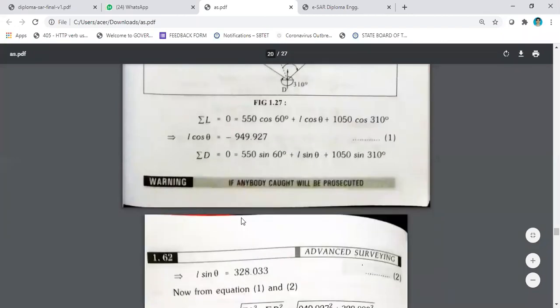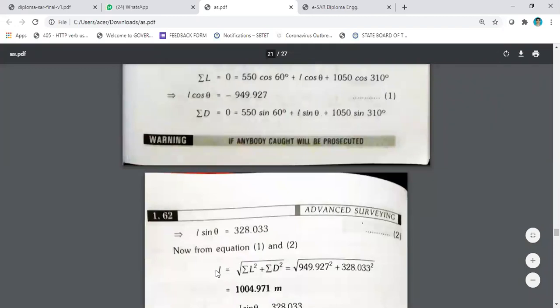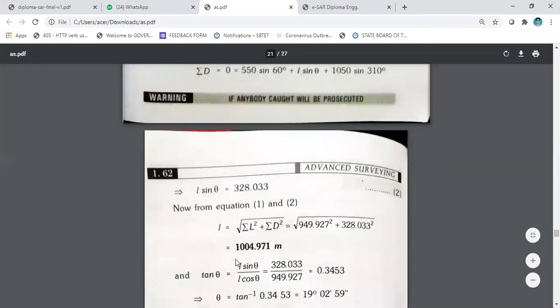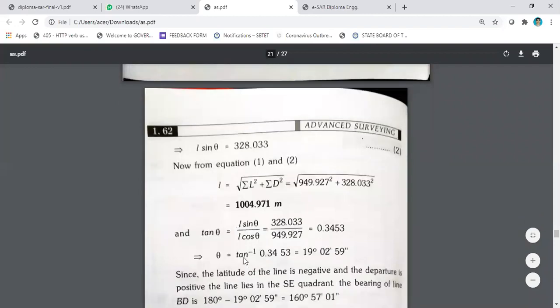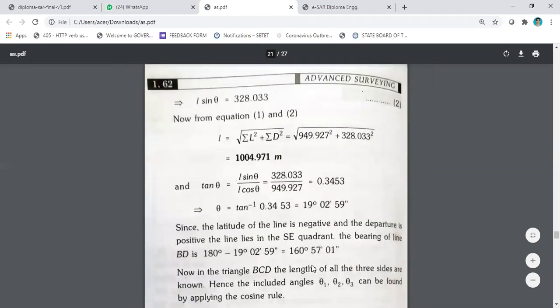Once you know L cos theta and L sin theta, to calculate L you need to apply this formula, square root of sigma L square plus sigma D square. When you substitute, you will get the length of the closing side. Similarly, for calculating theta, tan inverse of D by L, you substitute in this formula and you will get an angle of some 19 degrees 2 minutes.